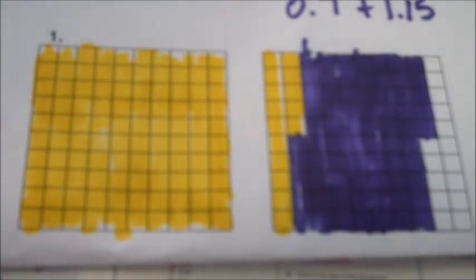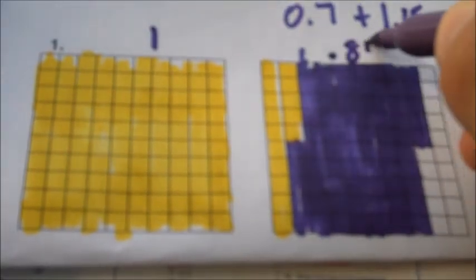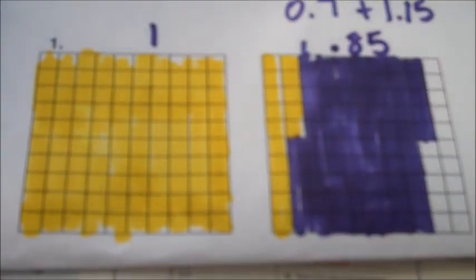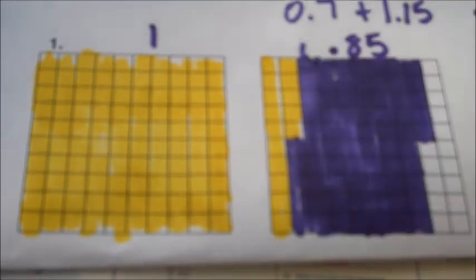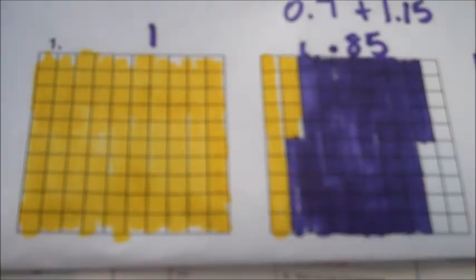And what is the sum of this? Well, we can just look at the grids and see that there is 1, and then there's 85 hundredths. So combined, we have 1.85, or 1 85 hundredths of a meter long.